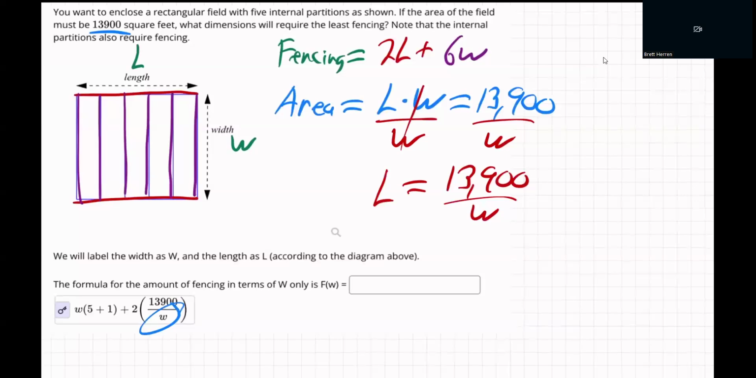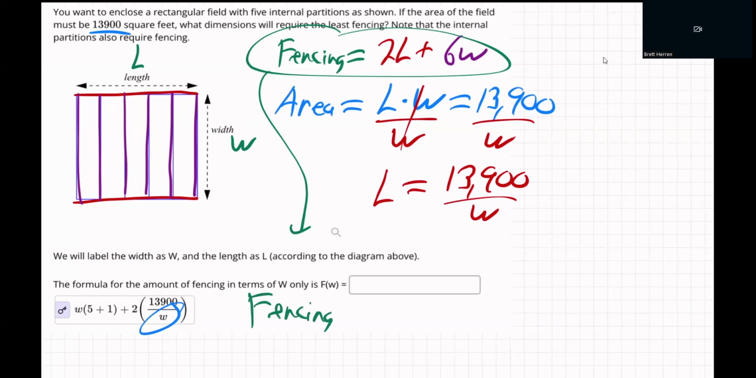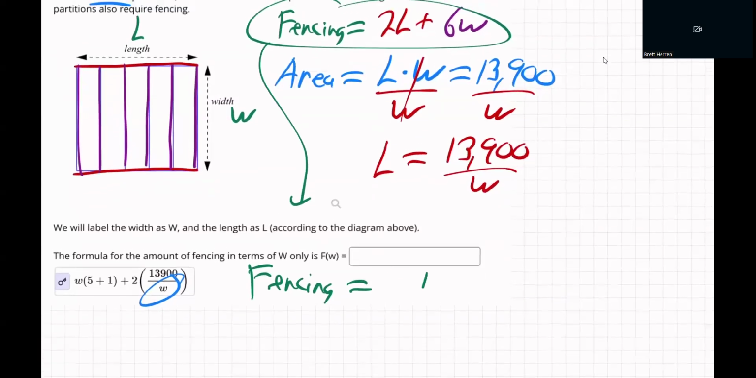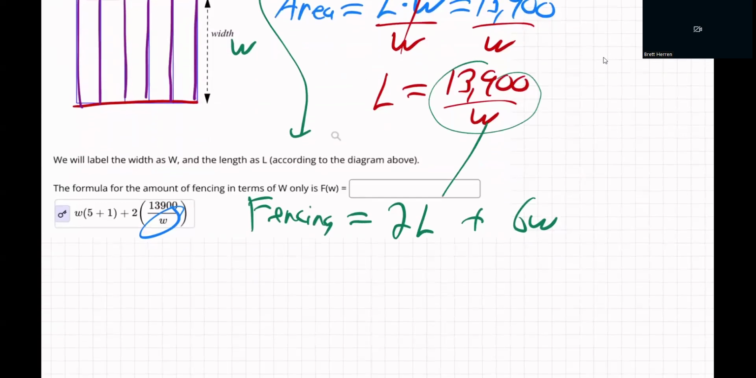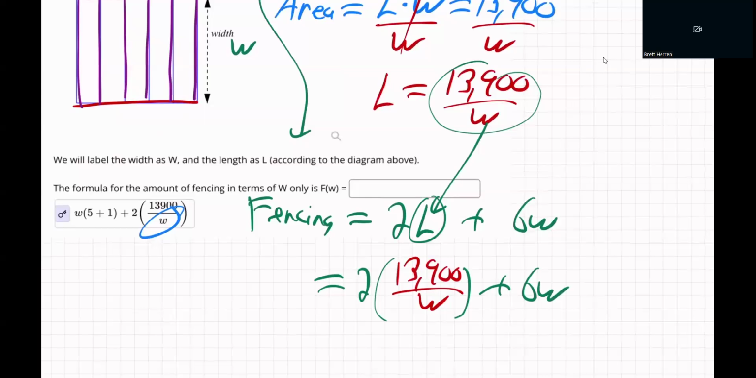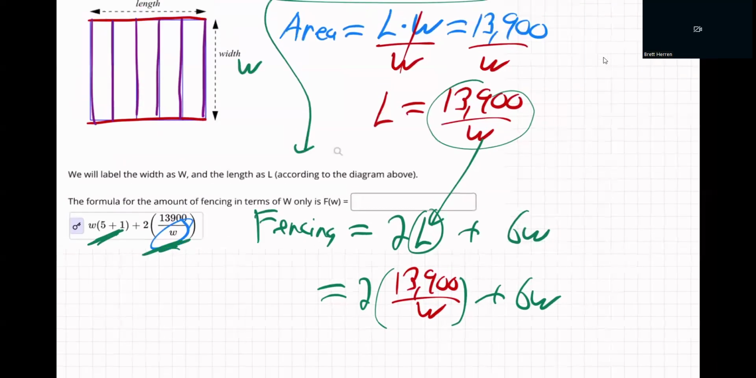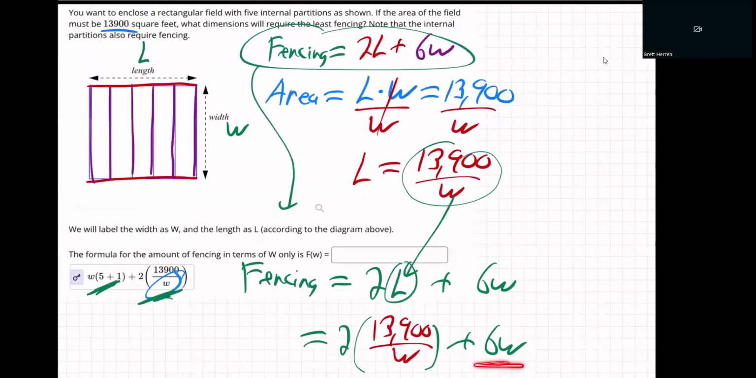And then we can take the fencing formula and plug that in. So I bring this fencing formula down here and I go, okay, fencing equals 2L plus 6W. You go, oh, grab that, plug it in for L. So it's going to equal 2 times 13,900 over W plus 6W. This is 6W. This is 2 times 13,900 over W. There we go. There's the formula for the amount of fencing in terms of the width.